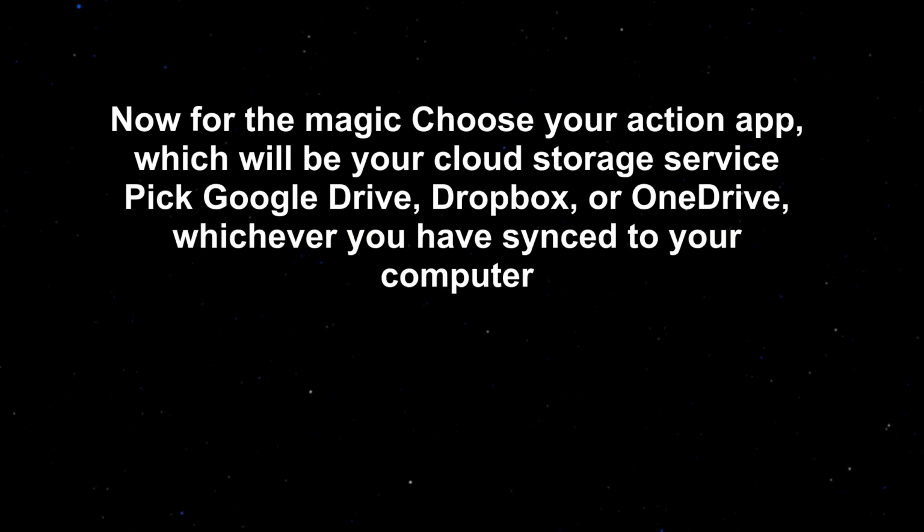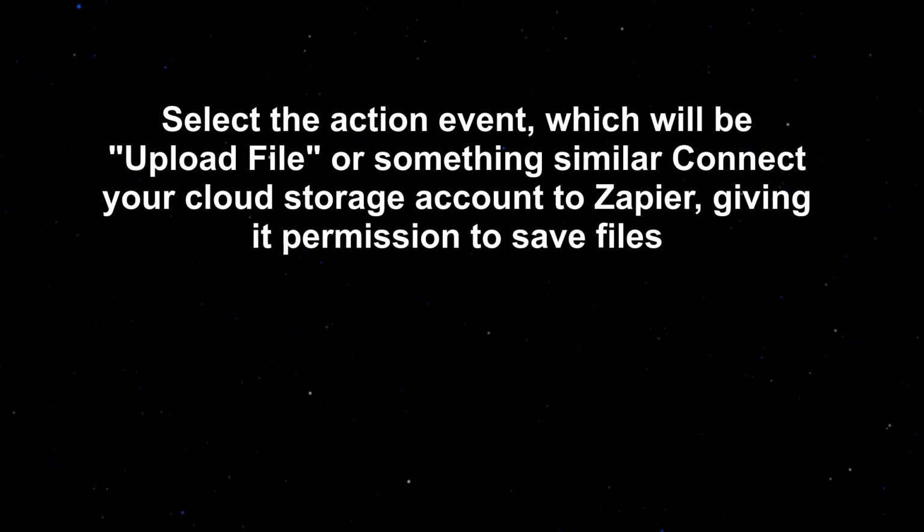Now for the magic, choose your action app, which will be your cloud storage service. Pick Google Drive, Dropbox, or OneDrive, whichever you have synced to your computer. Select the action event, which will be upload file or something similar. Connect your cloud storage account to Zapier, giving it permission to save files.